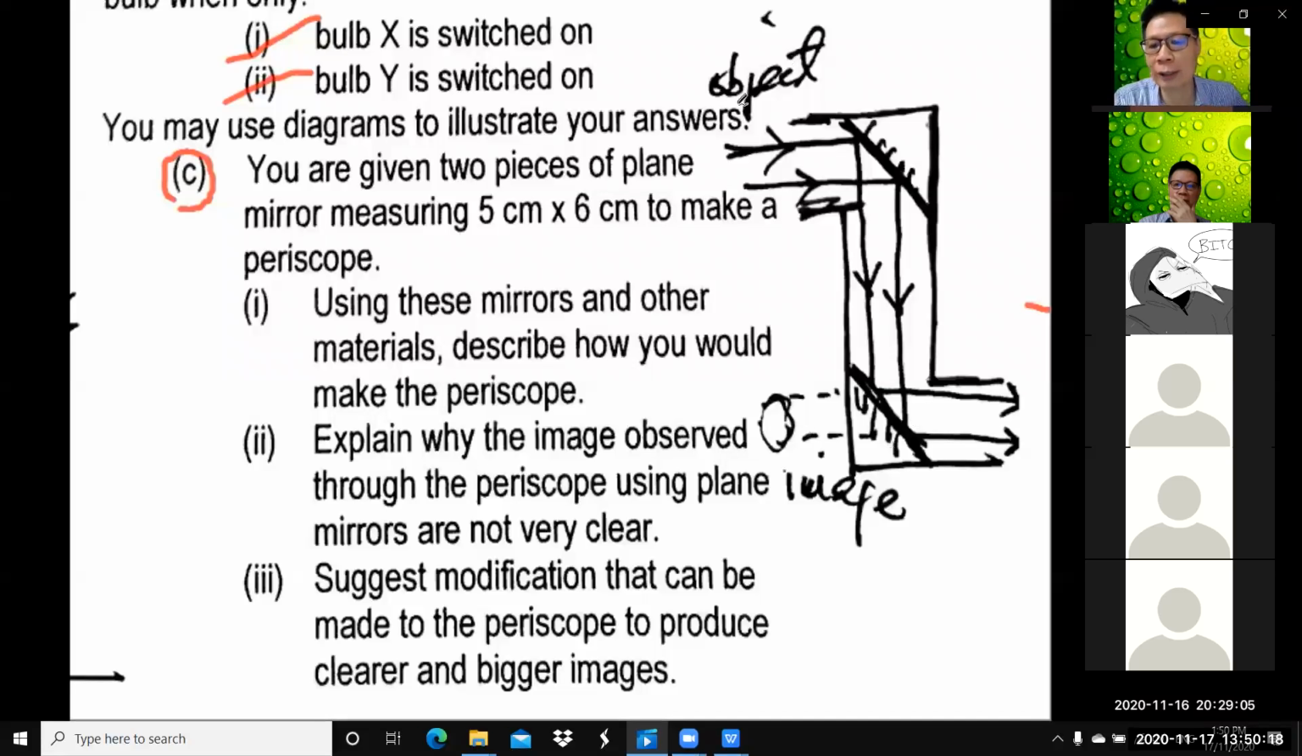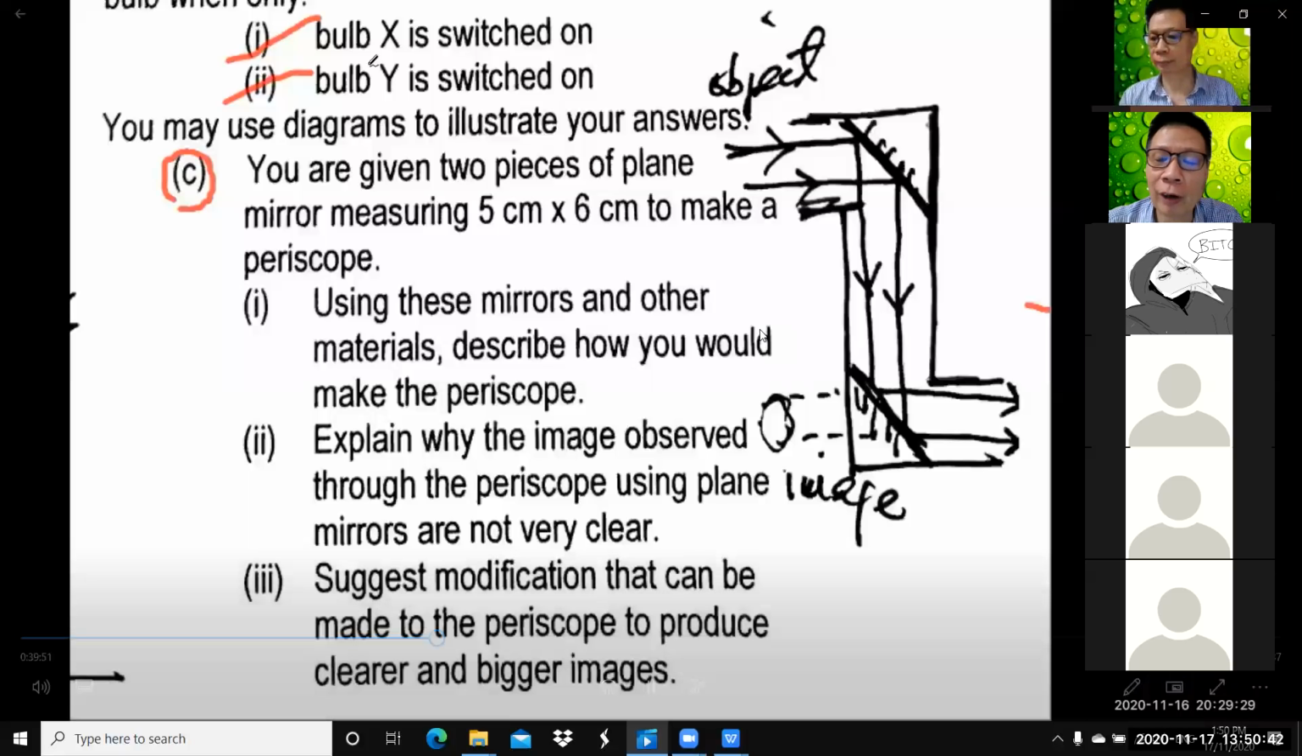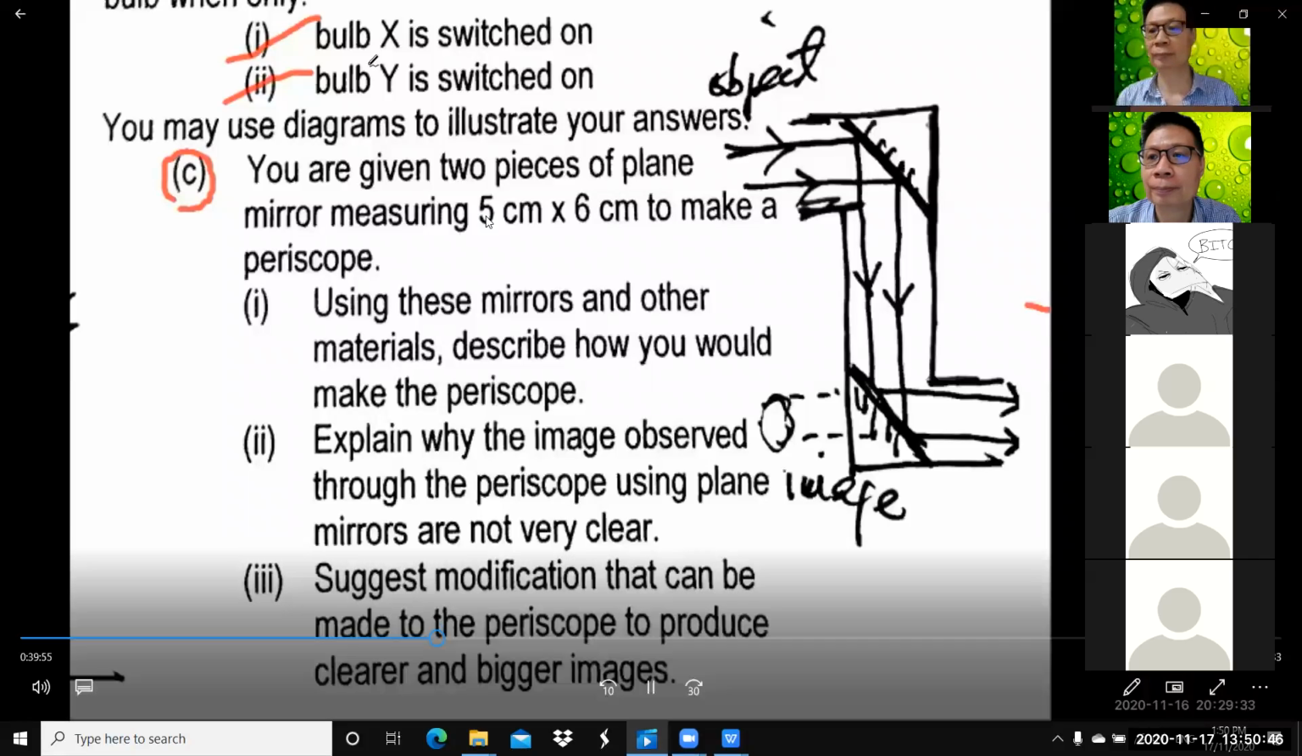Draw the diagram, label. You must label. This is mirror. This is cardboard. Draw the diagram first. Everyone, draw the diagram now. Draw and then label it. Label it cardboard, mirror, object, image. Everyone, please draw the periscope. This periscope is made from mirror. Please do it now.